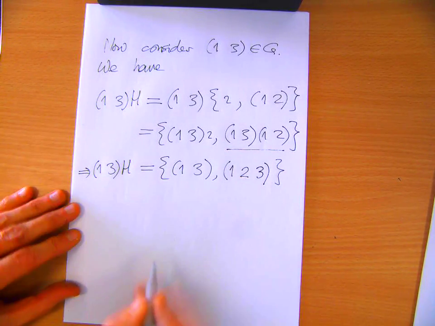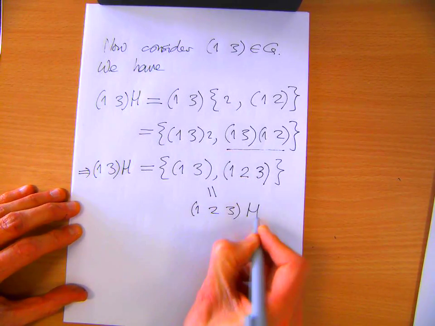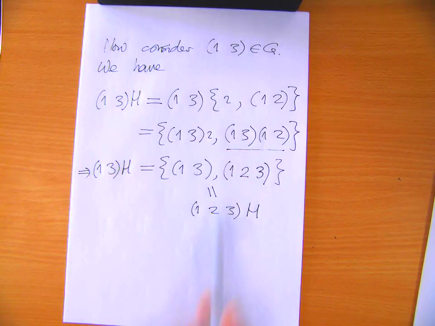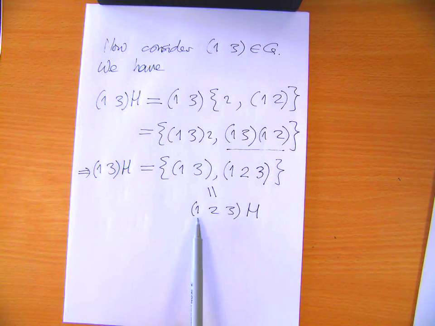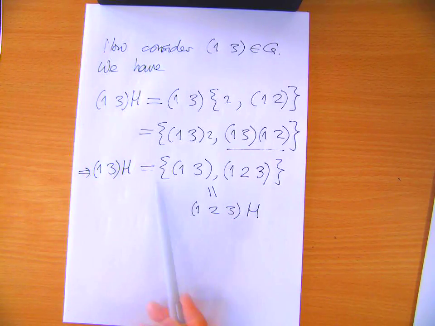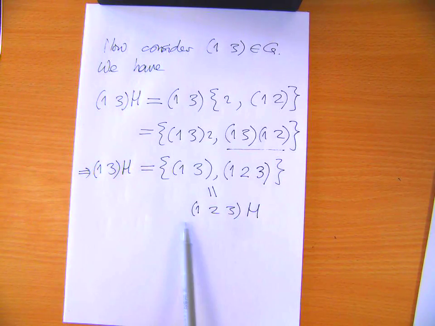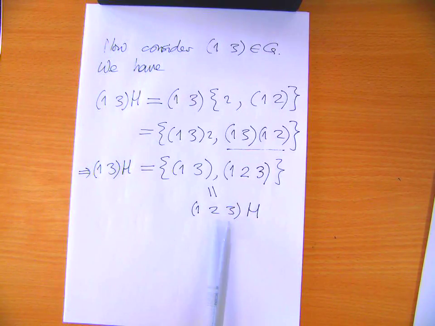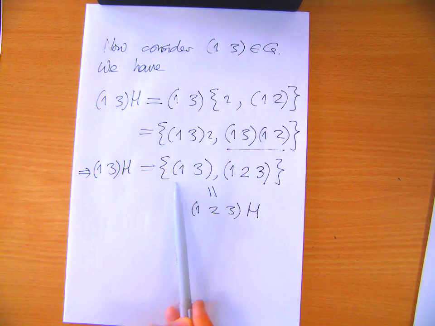And I'm not going to do the computation, but we know that this must be (1 2 3)H as well, because (1 2 3) lives in this cell. The coset that contains (1 2 3) must be this, because we've got a partition. So I don't need to do that computation. You can check if you want that if you do (1 2 3) times each element of H, you will get this back. In fact, you'll get it in the opposite order.